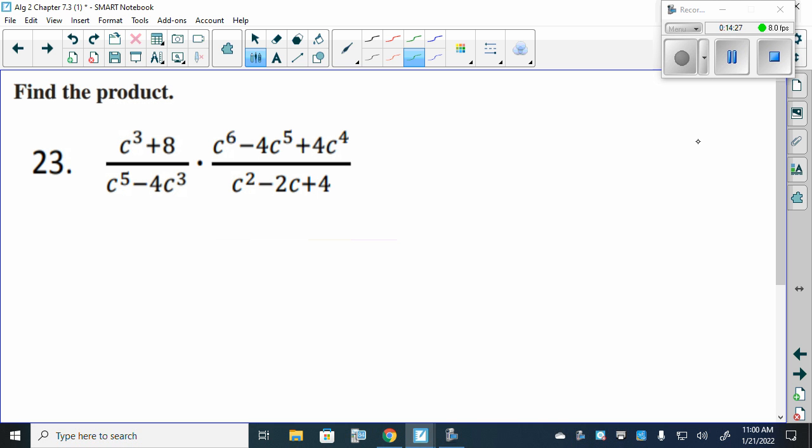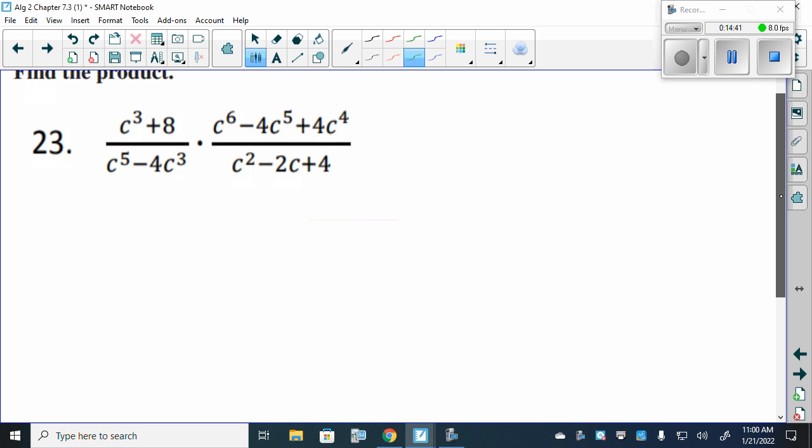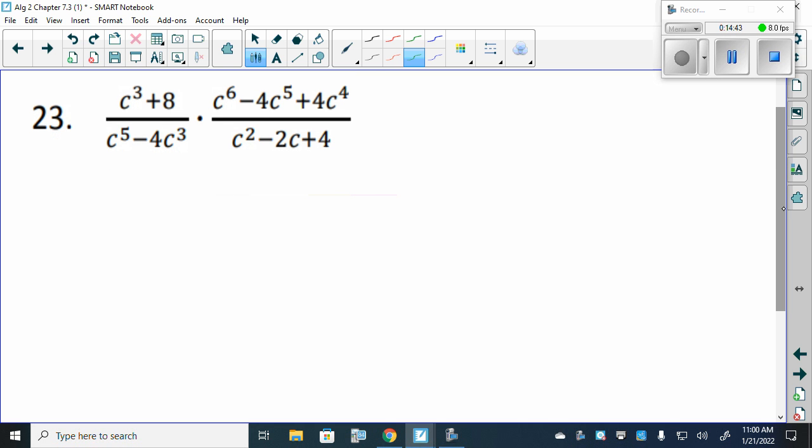c cubed plus 8 over c to the 5th minus 4c cubed, times c to the 6th minus 4c to the 5th plus 4c to the 4th, divided by c squared minus 2c plus 4. Well, this might look like a whole lot, but let's take it one step at a time, and it actually won't be as bad as you might think.